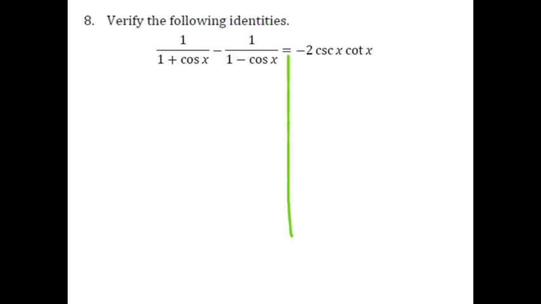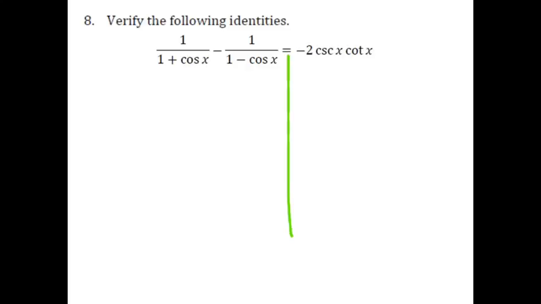Remember, when we're verifying identities, what I would like for you to do is put up a wall underneath that equal sign. We're trying to show that the two sides here are equal to each other, so we can't be moving things from one side to the other. You can work on either side, and we just want to work until we get them to look the same.